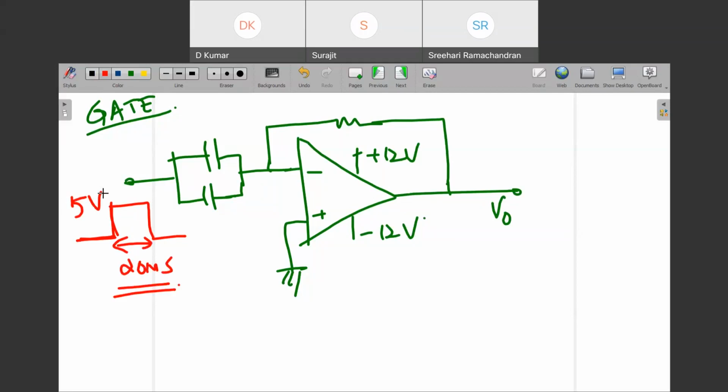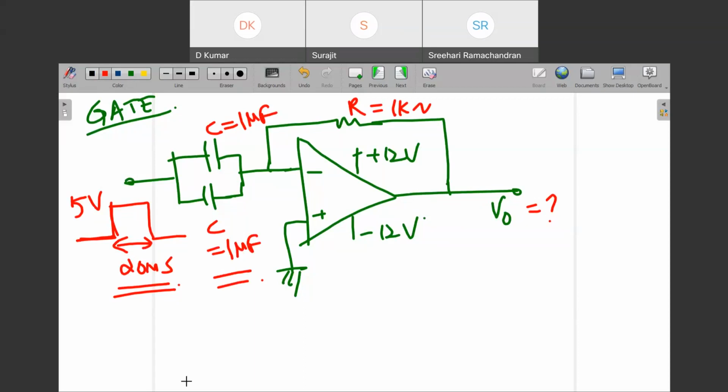You have to find the output, right? They gave some values. This is C, and this is R. You can take anything, right? 1 kilo ohm, whatever you want to take. And C you can take 1 microfarad. So can you answer the question?